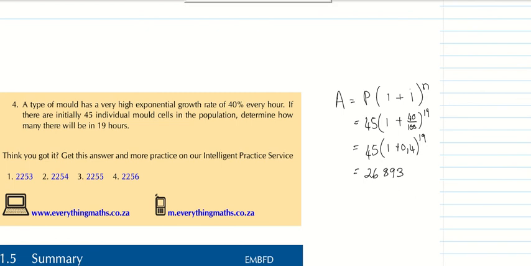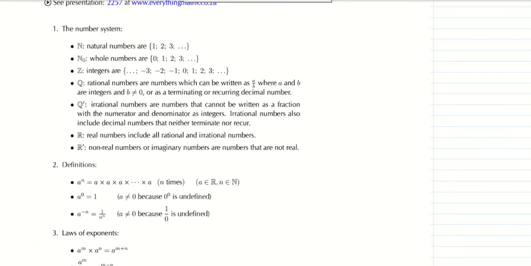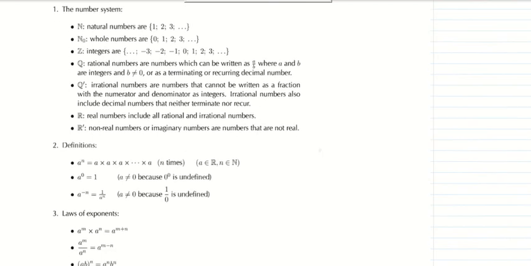All right, so here's a chapter summary. I want you to go through this on your own time. We recap on the number system. We have our natural numbers starting at 1, then whole numbers including the 0. Integers are your negatives as well as your positives. Rational numbers are any number that can be written as a fraction, where a and b, your numerator and your denominator, are integers, and your denominator must never be equal to 0. So it can also be written as decimal fractions, where it is terminating, or recurring decimal fractions.